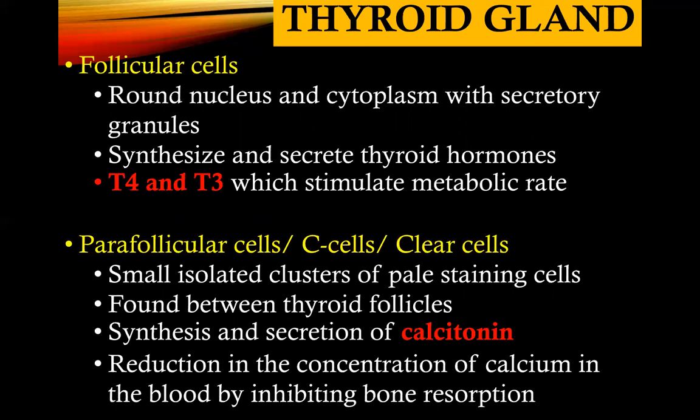Take note of that hormone, the cells that produce it, and the organ producing the calcitonin. Because in the next organ, there is a hormone that is inversely proportional to the secretion of calcitonin. Again, parafollicular cells, C cells, or clear cells secrete calcitonin, which decreases your calcium concentration in the blood.